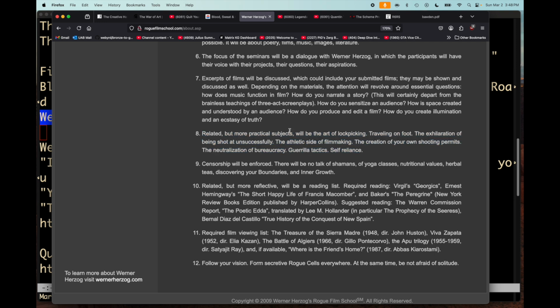Related but more practical subjects will be the art of lockpicking, the exhilaration of being shot at unsuccessfully, the creation of your own shooting permits, the neutralization of bureaucracy, guerrilla tactics, self-reliance.